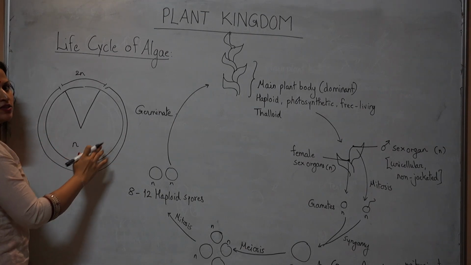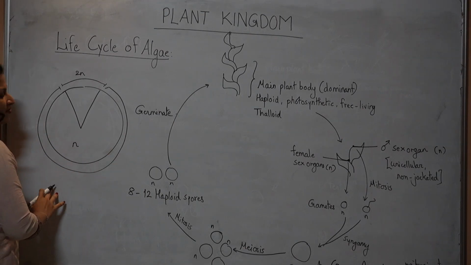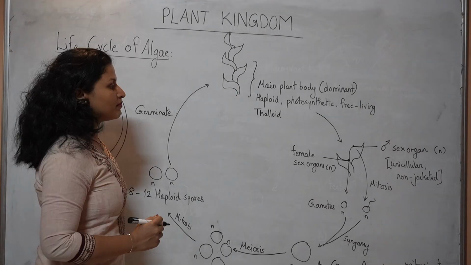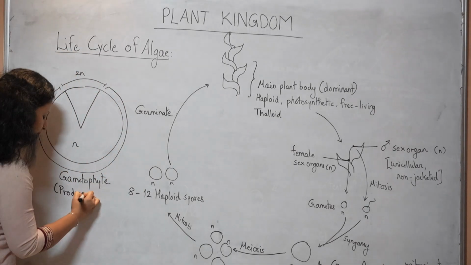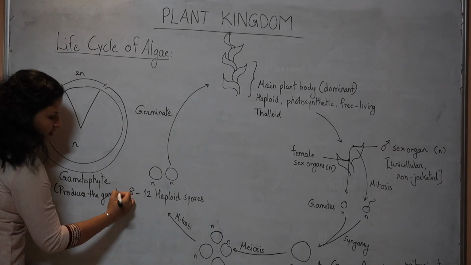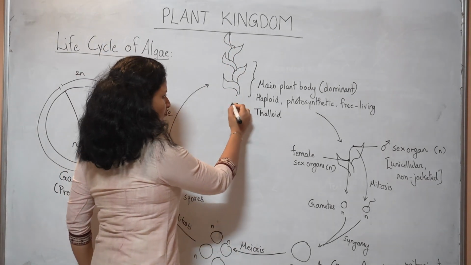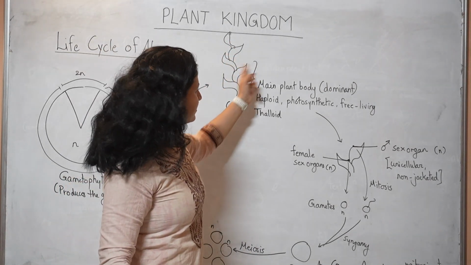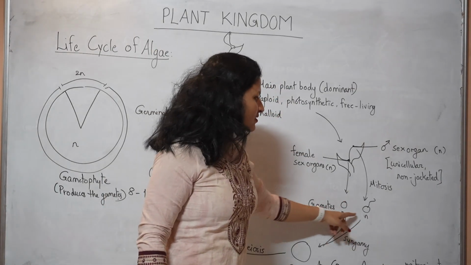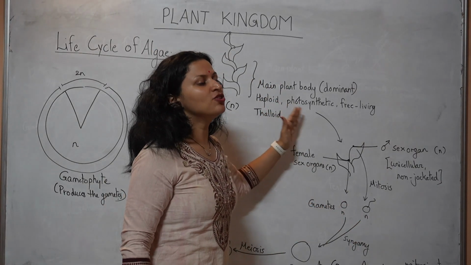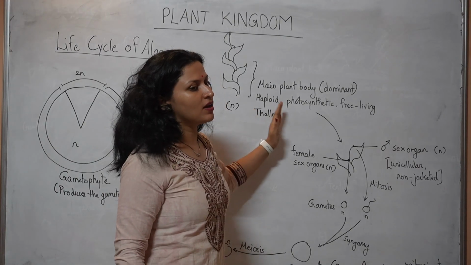This haploid part of the generation is called the gametophyte. Why is it called the gametophyte? Because it produces the gametes. Look, this is haploid, isn't it? This is the haploid part of the plant body. It produced gametes, yes, it did. So it is a gametophyte, a gamete producing plant body.